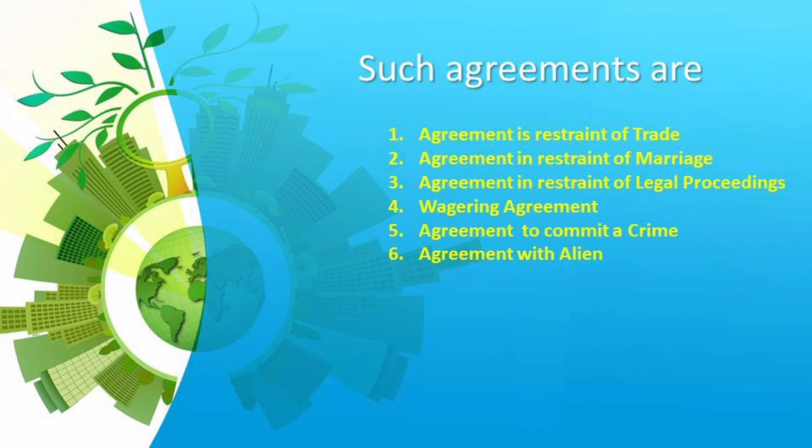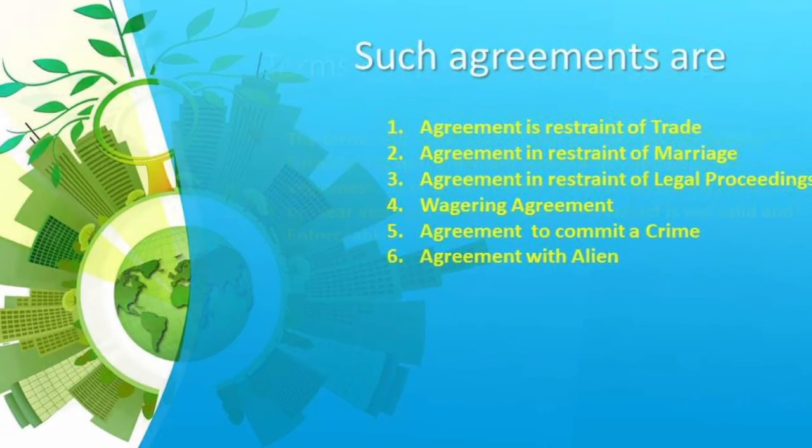So, legality of the object or lawful object: agreement in restraint of trade is void. Agreement in restraint of marriage is void. Agreement in restraint of legal proceedings is void. Agreements void for uncertainty. Agreement to commit a crime is not only void, it is also a crime under the Indian Penal Code. Agreement with an alien enemy is void and wager agreements are void.